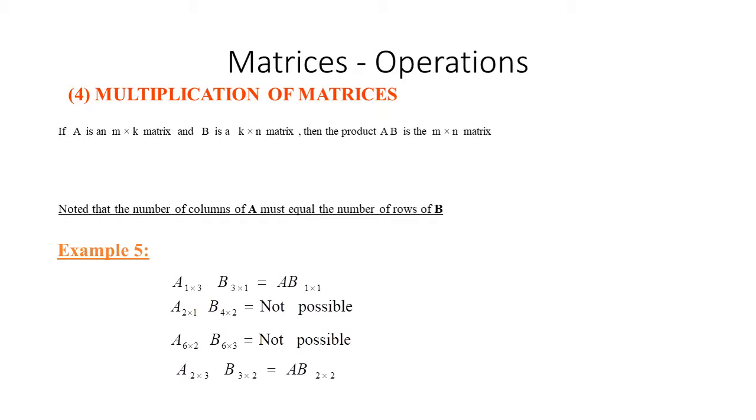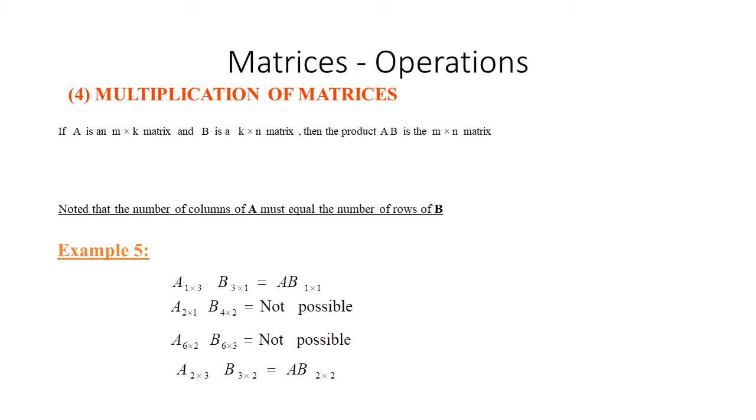So in this slide, we are going to see the multiplication of matrices. If A is an M cross K matrix and B is a K cross N matrix, then the product AB is an M cross N matrix. Note that the number of columns of A must equal the number of rows of B. So here we can multiply two matrices, but the two matrices need not be of the same size.